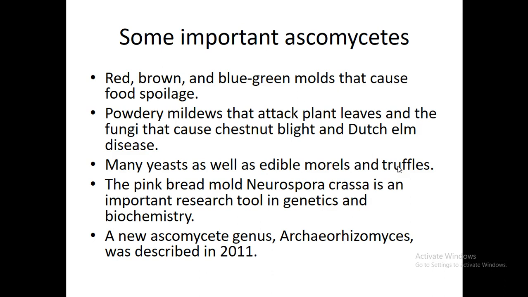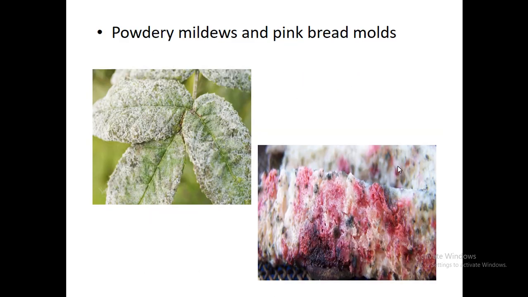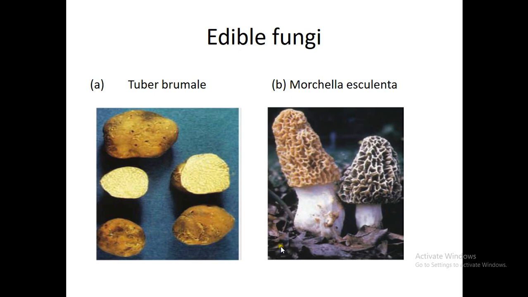The pink bread mold, Neurospora crassa, is also an important research tool in genetics and biochemistry, and it's also an ascomycete. Here, this is the powdery mildew, which is the infection of the plant. It looks like this, and this is the pink bread mold, which is known as Neurospora crassa. This is Tuber brumale, which is highly prized for its taste by gourmet cooks, and this is Morchella esculenta, which is a morel, and it is the choicest edible fungi that fruits in spring.